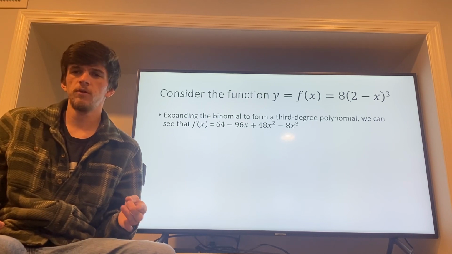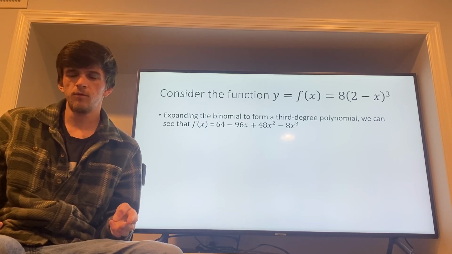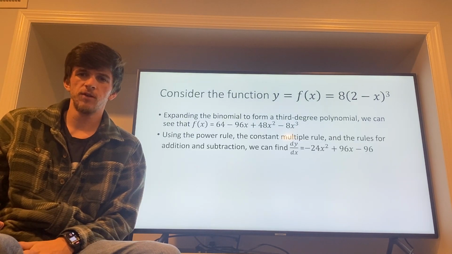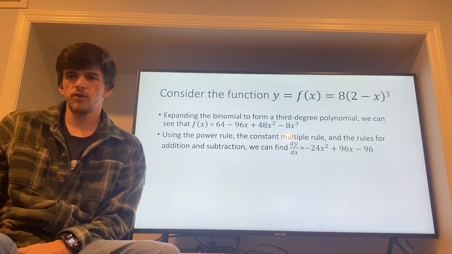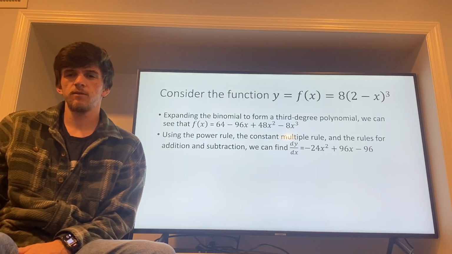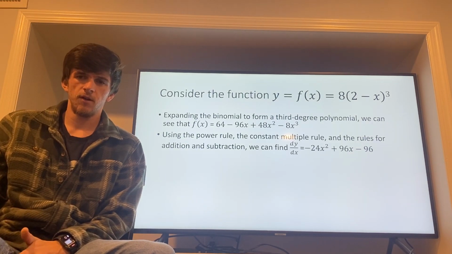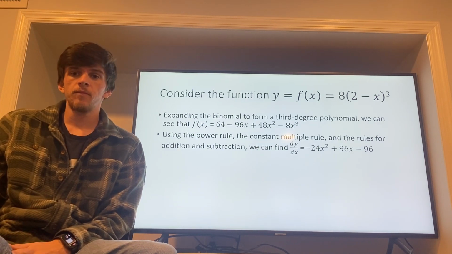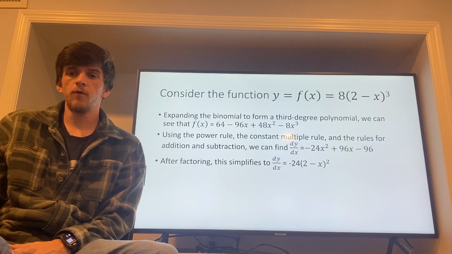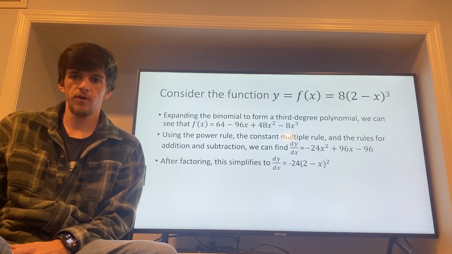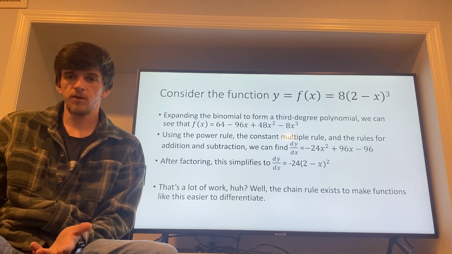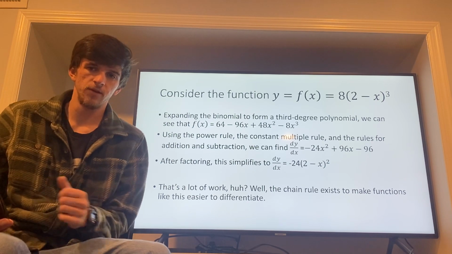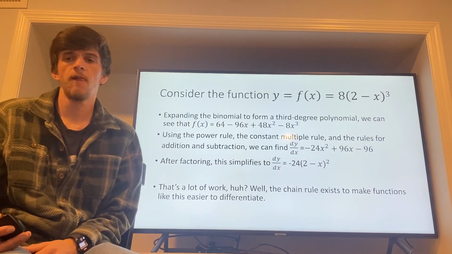Using the power rule, the constant multiple rule, and the rules for addition and subtraction, we can find the derivative of this function to be negative 24x squared plus 96x minus 96. Alright, we can factor to get negative 24 times (2 minus x) squared. Now that's a lot of steps, right? So the chain rule exists to make functions like this one a lot easier to differentiate.